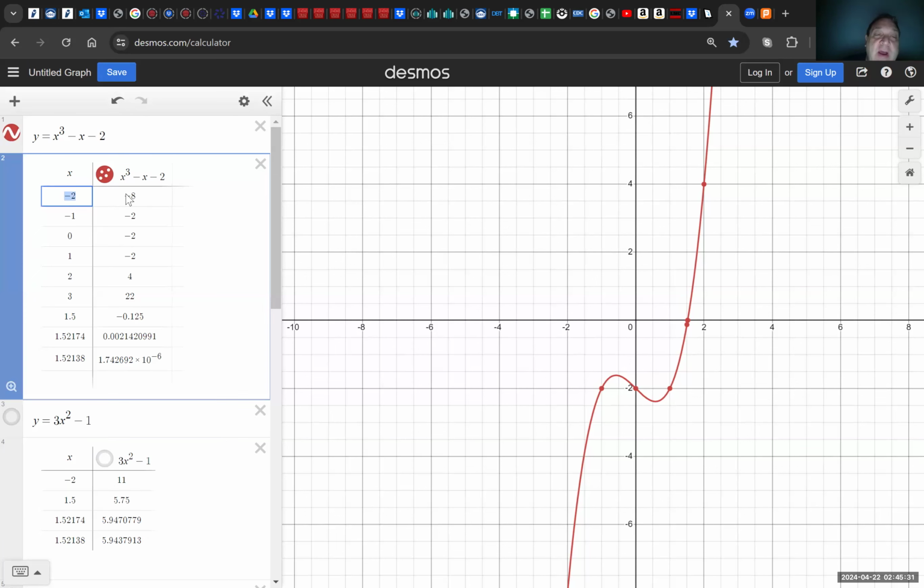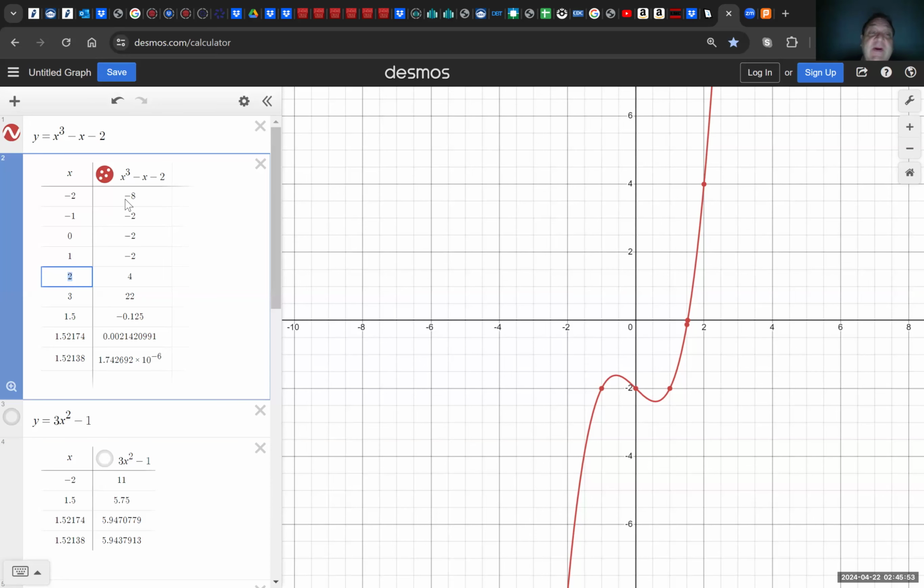So I focus on the y over here, -8, -2, -2, -2, +1. So between these two values, between x equals 1 and x equals 2, the y value went from -2 to +1. And the number is not important. The fact is it went from a negative to a positive.